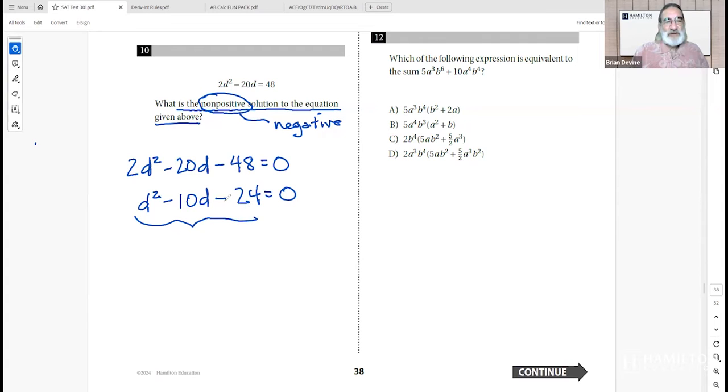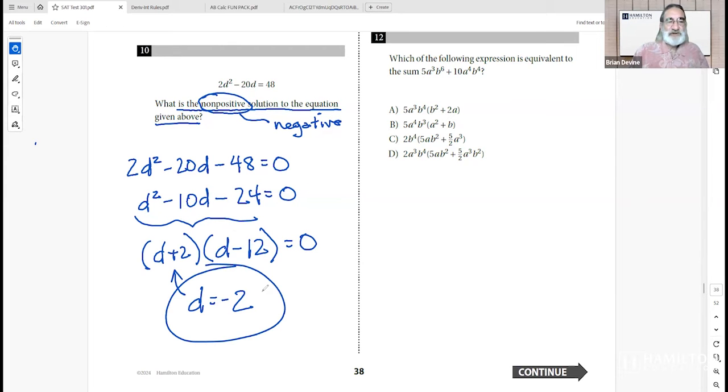I want two numbers that multiply to negative 24, but add to negative 10. So it seems like d plus 2, d minus 12 could equal 0. And if I FOIL that out, I get the thing above. And I want the non-positive. So d could be negative 2, and that would be true. And so negative 2 is your answer.